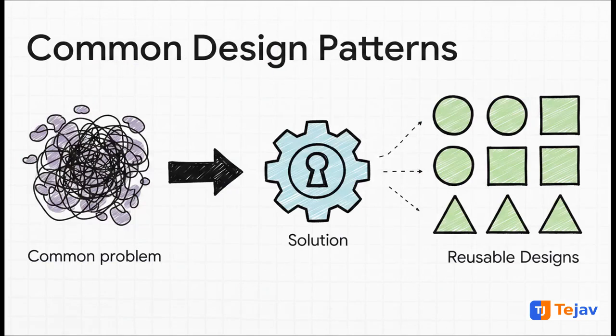Next up, design patterns. Now, these aren't some scary, complex algorithms. They're just elegant, reusable solutions to problems we see over and over again in software design. Take the singleton pattern, for example. It just makes sure you only ever have one instance of a certain class, like a single connection to a database. They're like proven recipes that'll save you a ton of headache.